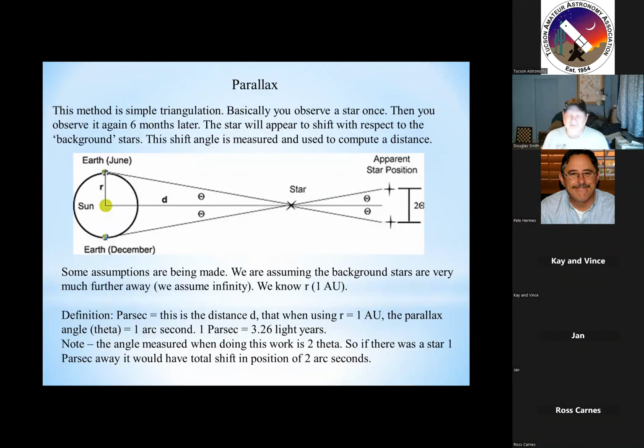And if you don't know what the parallax method is, this is what it looks like. It's simple triangulation. You're on the Earth, like on that figure there, and you look at the star once in June, and then you look at the star again in December, and the star is going to shift positions relative to background stars. And if you can measure that angle, then you can compute the distance to the star. That's how you do measurements for close stars.